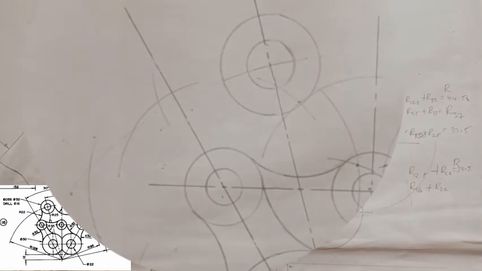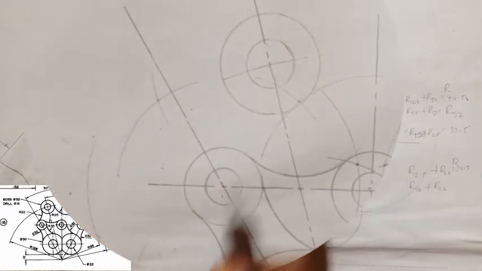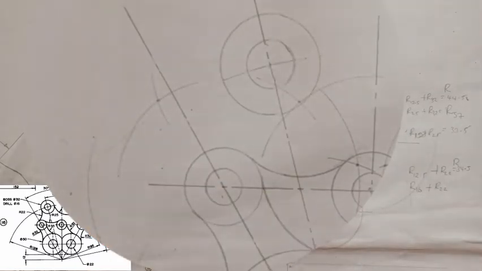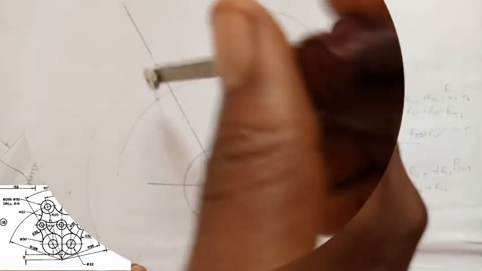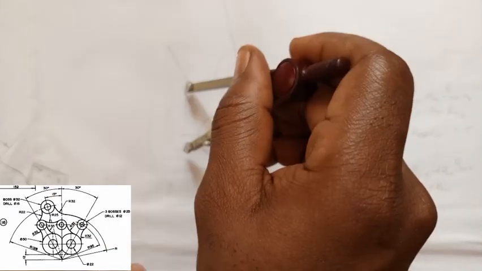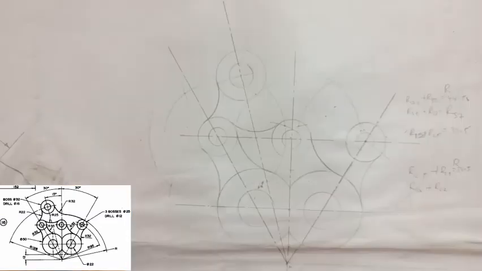Now what do you notice? The two arcs meet at this point. The one I struck from here and this, they meet at this point here. So I'll now take my compass and place it on this point here, and I'll draw the arc that will connect both of them together this way. That's what we have there.